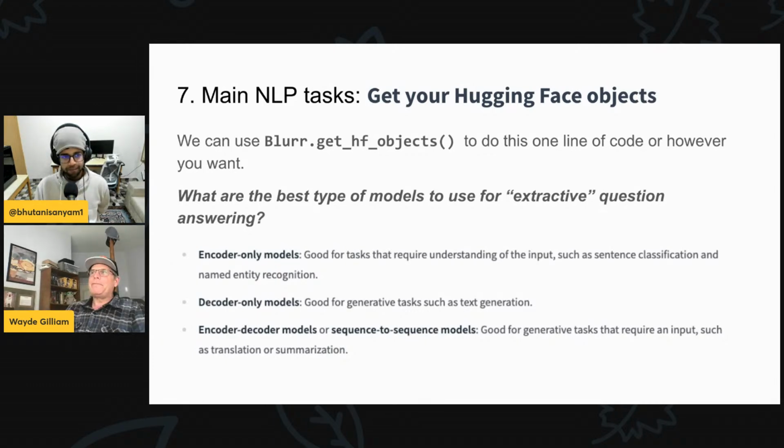So what do you think, based on what you have learned and know about the different types of transformer architectures, would be the best architecture to choose for an extractive question answering task? What do we got, Sonia? Anybody brave enough to throw an answer out?